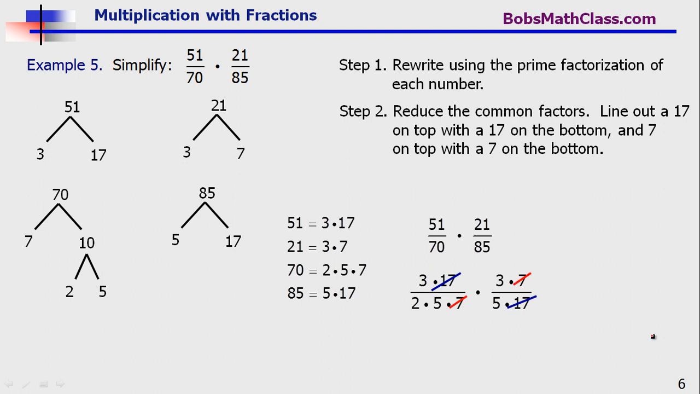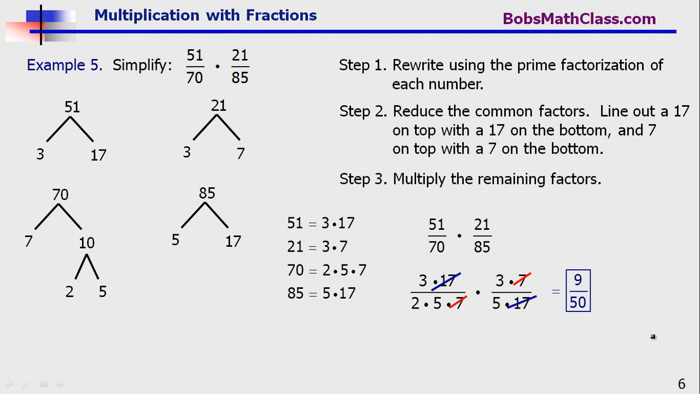We can't cancel the 3's because they're both horizontally. One has to be on the top and one has to be on the bottom. Same thing with the 5's. There's two 5's, but they're both on the bottom. So now we can multiply the remaining factors, multiply across. 3 times 3, that'll give us 9, and then 2 times 5 times 5. Let's see, that's 10. 10 times 5 is 50.